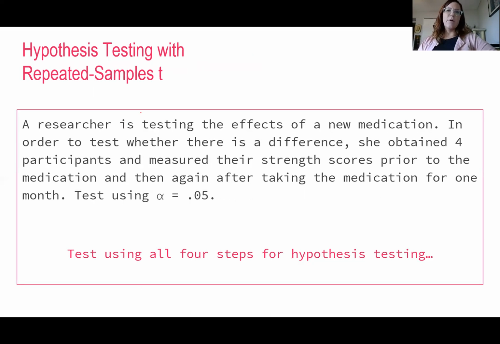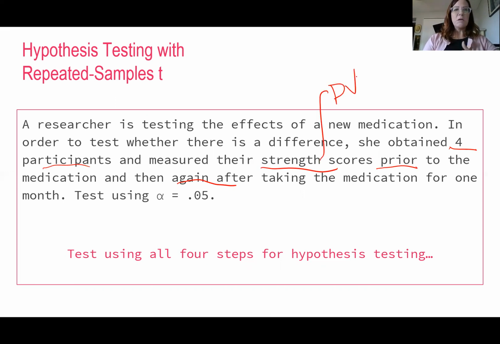So here is an example of a hypothesis test. We'll go through this and pick it apart. A researcher is testing the effects of a new medication. In order to test whether there's a difference, she obtained 4 participants and measured their strength scores prior to medication and then again after taking the medication for 1 month. So basically the prior and after are our conditions, prior to medication and after medication, and then the strength is the dependent variable.